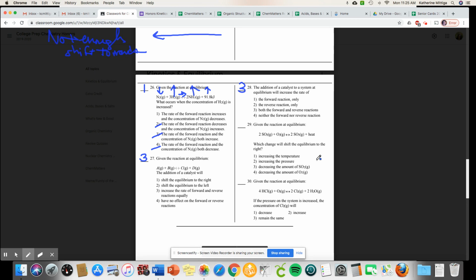Which will shift the equilibrium to the right? Increasing temp. Temp is here, so too much, shift away. That's going to go to the left. I'm going to skip pressure right now. Decreasing SO2. So if we decrease that, it's going to shift toward, so that's left. Decreasing O2. So you're going to shift left. So it's got to be pressure, but now let's prove it.